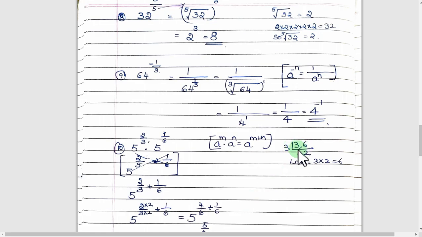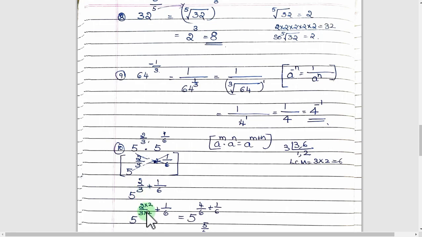LCM. Take denominators 3, 6. If there is common factor for 3 and 6, you can divide it by the common factor. 3 is the common factor, 3 ones are, 3 twos are. Now no common factor for 1 and 2, stop division, multiply the number. 3 into 1 into 2, 3 into 2 is 6. So this is 6. Now we have to make the denominator of these fractions 6.